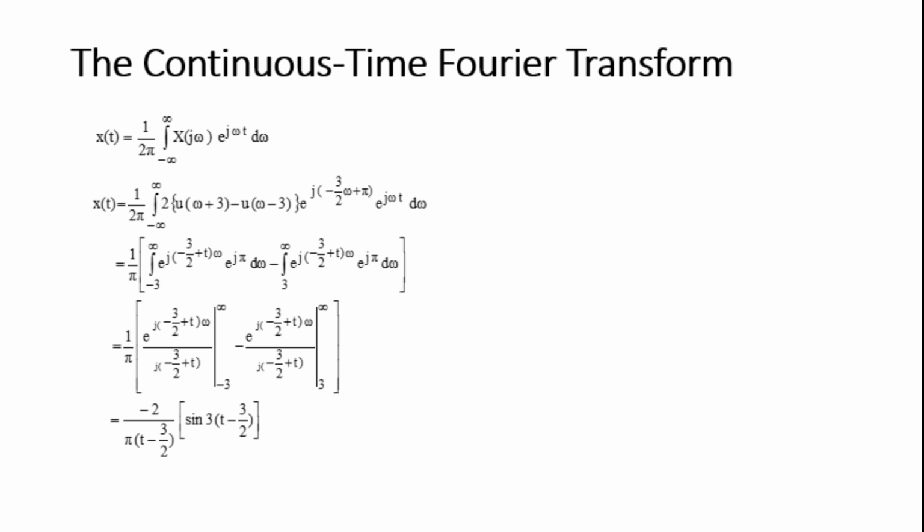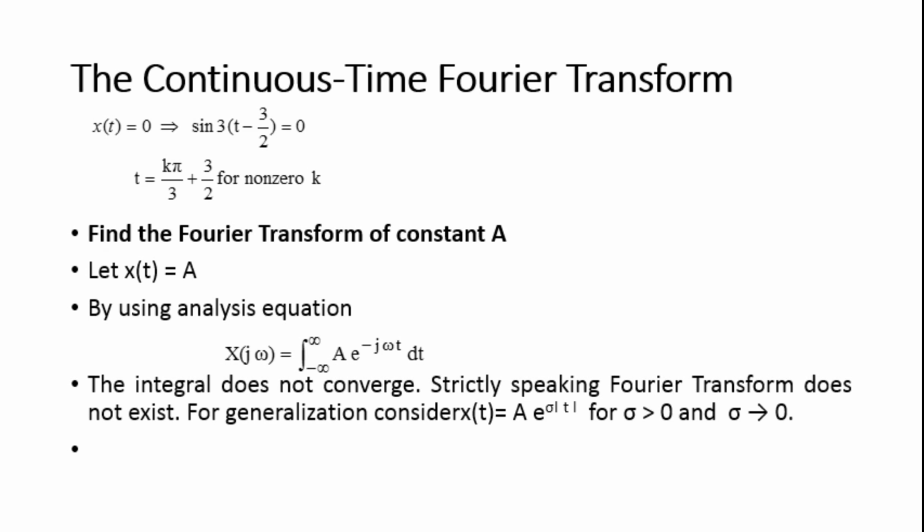1 by pi e power j minus 3 by 2 plus t into omega divided by j into minus 3 by 2 plus t, where limit varies from minus 3 to infinity, minus e power j into minus 3 by 2 plus t into omega divided by j into minus 3 by 2 plus t, where limit varies from 3 to infinity, which is equal to minus 2 divided by pi into t minus 3 by 2 into sine of 3 into t minus 3 by 2. Then x of t is equal to 0 when sine of 3 into t minus 3 by 2 is equal to 0. Then t is equal to k pi by 3 plus 3 by 2 for non-zero value of k.